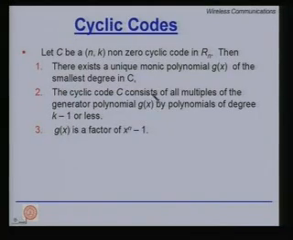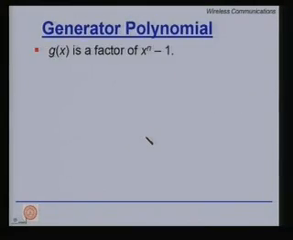This has the capability to generate all the other valid cyclic code words. So, the cyclic code C consists of all multiples of the generator polynomial g(x) by polynomials of degree k minus 1 or less, and most importantly g(x) is a factor of x^n minus 1. So, this is the most important fact.